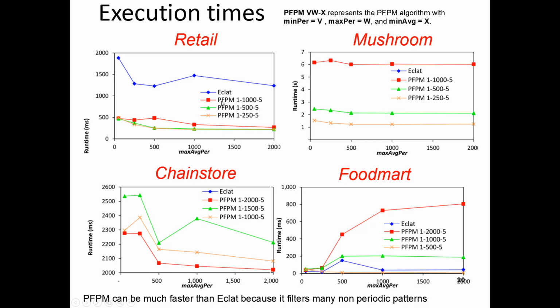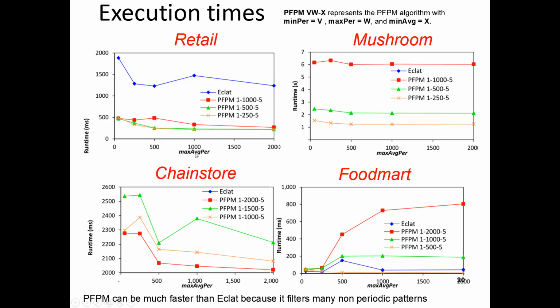For PFPM, we call it PFPM 1005. What does it mean? Here I explain. PFPM VWX means the minimum period, the maximum period, and the minimum average. So PFPM 1005 means PFPM with minimum periodicity 1, maximum periodicity 1000, and minimum average of 5.